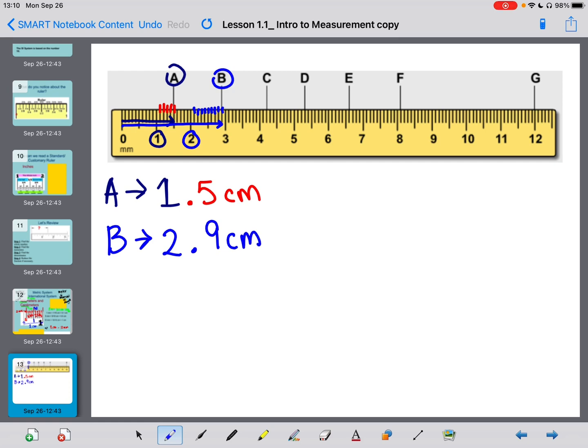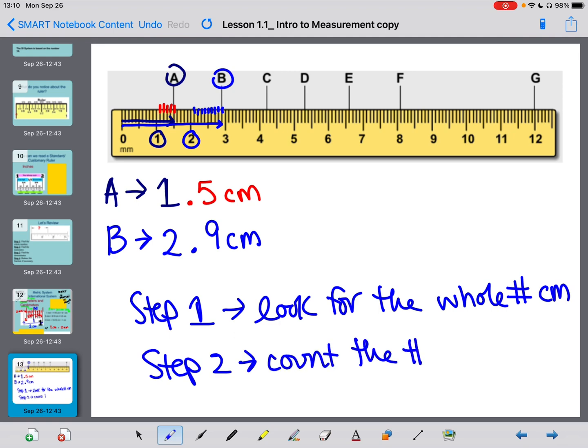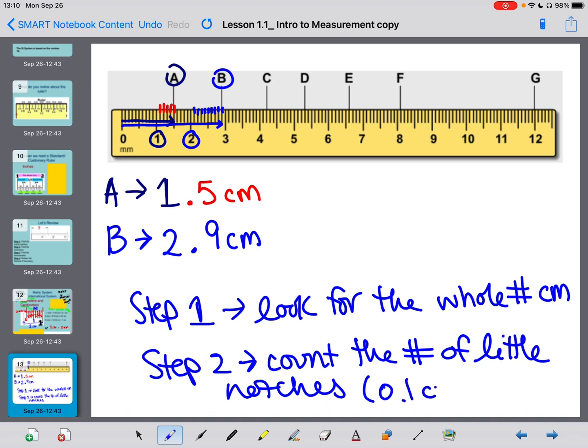Okay, and we did this in class, but this is exactly what you'd be doing each time. You're just counting the number of lines. Okay, so step one, you look for the whole number centimeter value, and then step two would be count the number of little notches, since they represent 0.1 centimeters each. Okay, and other than that, that's pretty much how you're going to measure in this class, from the beginning to the end.